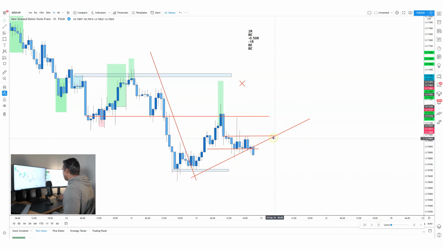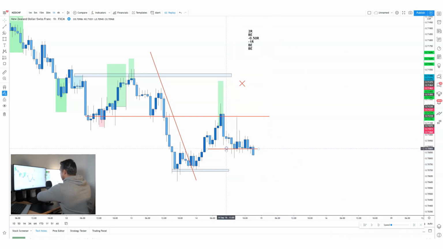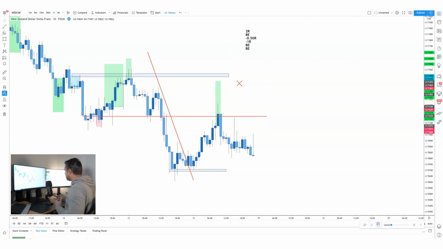We're breaking below. I'm not confident in taking sells. My plans were buys, and I'm just not confident in taking sells. I'm going to again just wait patiently, and this is what I mean. It doesn't make sense that the market wants to sell.